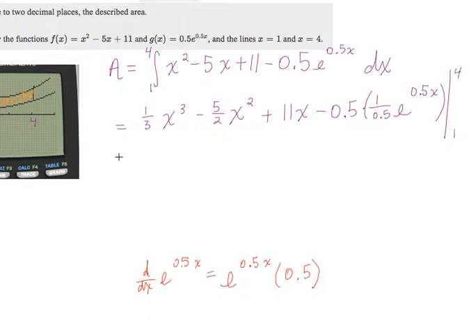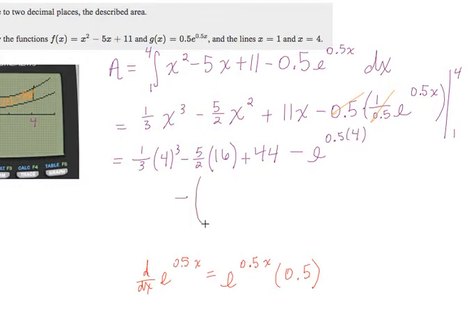So we're going to plug in 4 minus plug in 1, and this is going to involve some serious arithmetic here. So this is 1/3 times 4 cubed minus 5 halves times 4 squared, which is 16, plus 11 times 4, which is 44. Okay, this 0.5 out front cancels with that 1 over 0.5. So we have minus e to the 0.5 times 4, minus, now we need to plug in 1 everywhere.